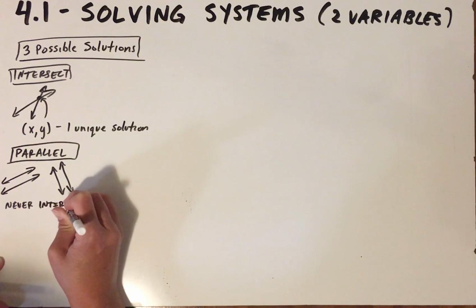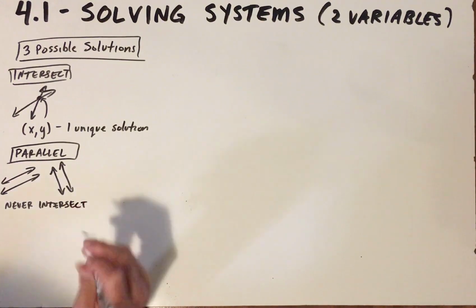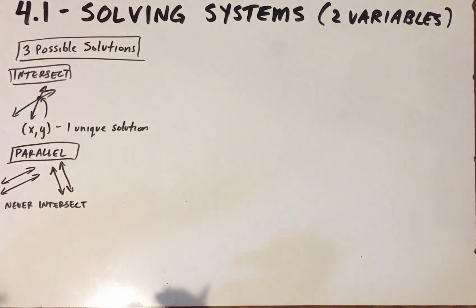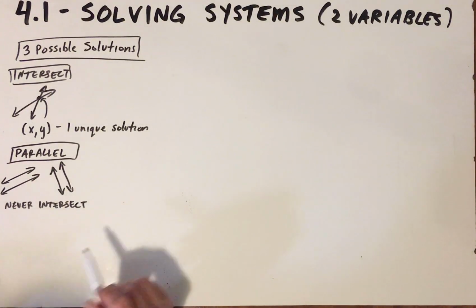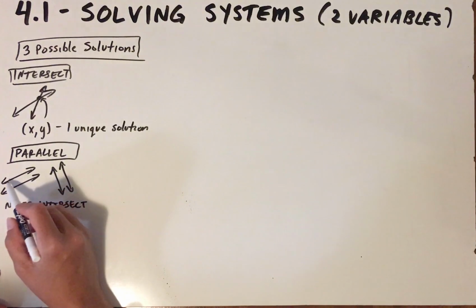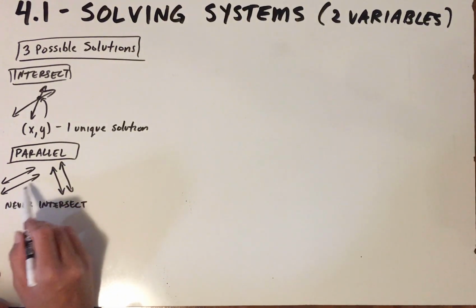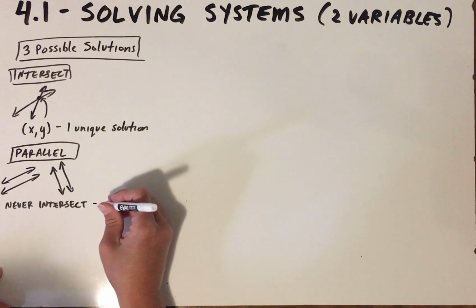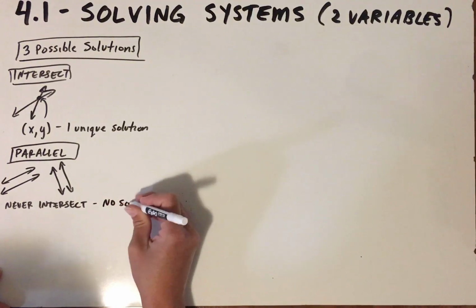When we're saying, hey, what's the solution to this system, we're literally saying, tell me the one point that lies on both of those lines. If you have parallel lines, if they never intersect, there is no point on this line that will ever cross this line. So here we will have no solution.